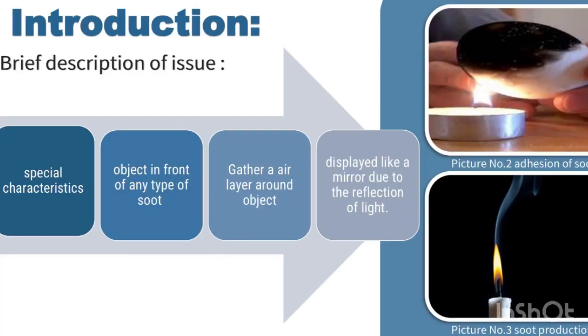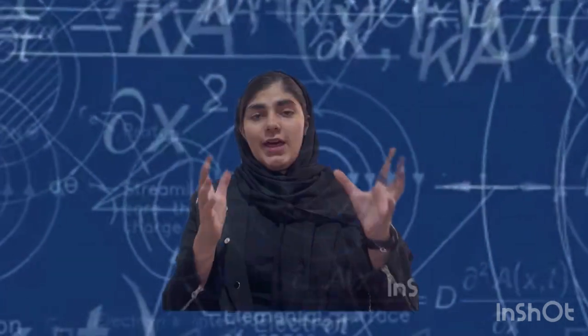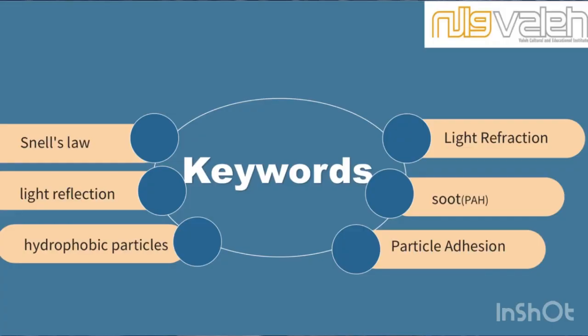If we have an object with a special characteristic and we put it in front of a candle flame, when the soot covers all of our object and we submerge it under the water, at first a layer of air gathers around our object, and our object is displayed like a mirror due to the light reflection characteristic. Here we have our keywords, which are light reflection, light refraction, particle adhesion, hydrophobic particles, soot, and Snell's law.